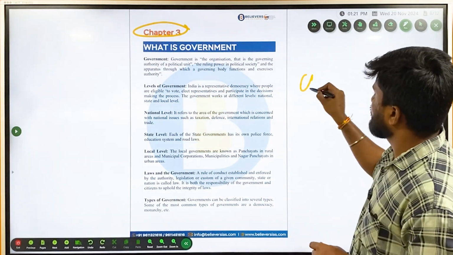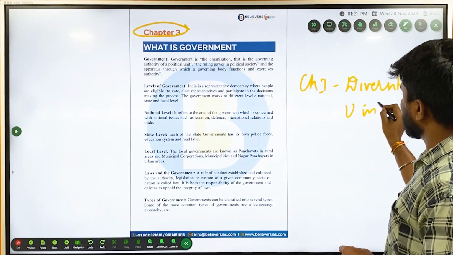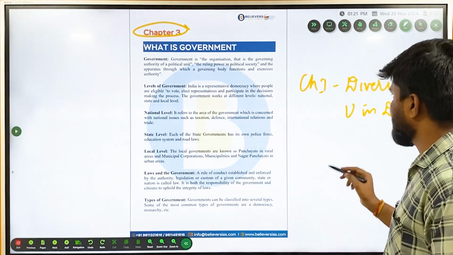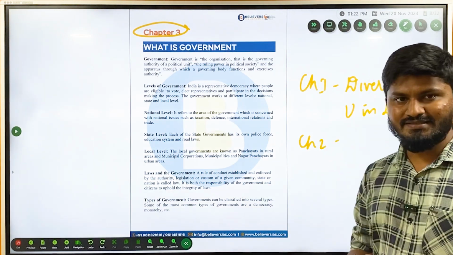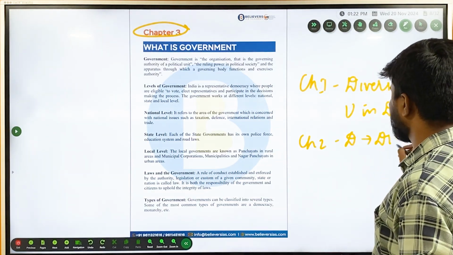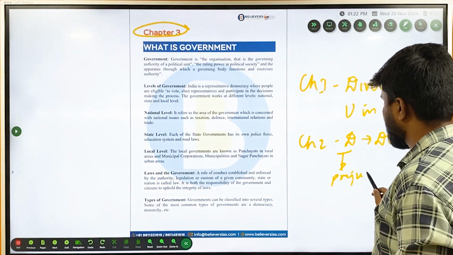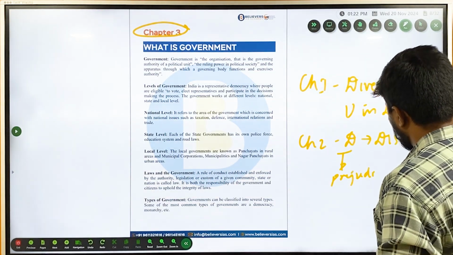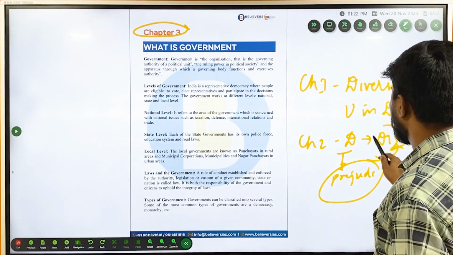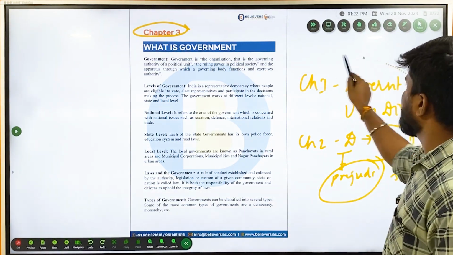In chapter 1, we discussed diversity and unity in diversity, how within diversity there is unity and how unity results in diversity. And in chapter 2, we discussed the negative connotation of diversity, that is, how diversity leads to discrimination. When there is diversity, there arise prejudices. Prejudices are a result of stereotypes, and these stereotypes lead to prejudices, and these prejudices lead to discrimination. This is what we discussed yesterday, and in today's class we will be discussing what is government.